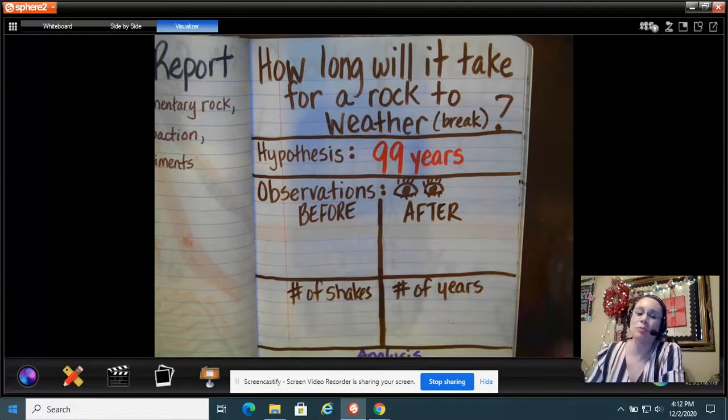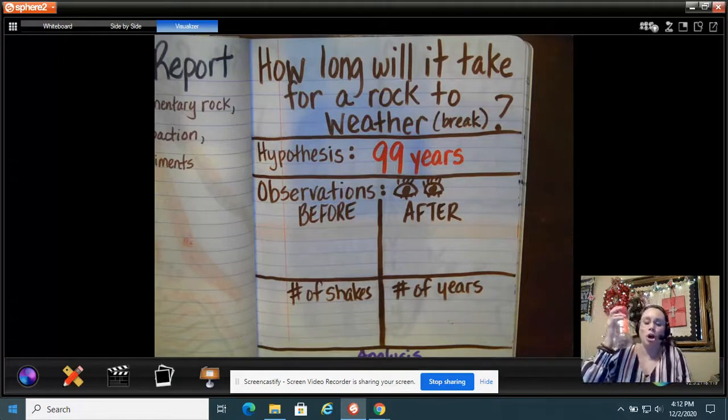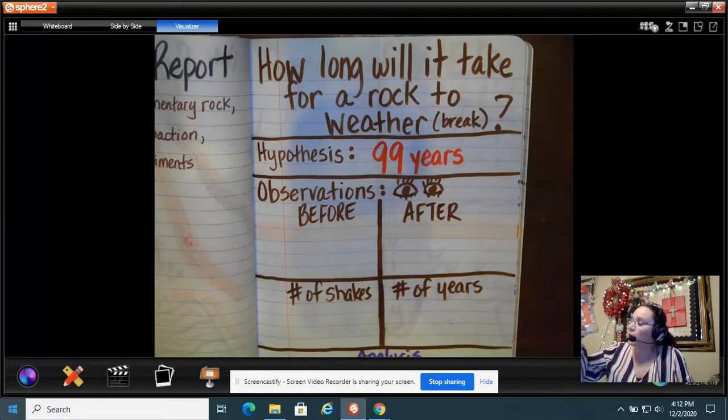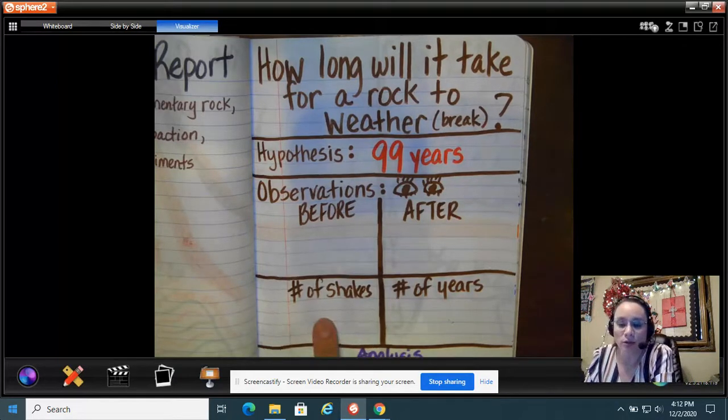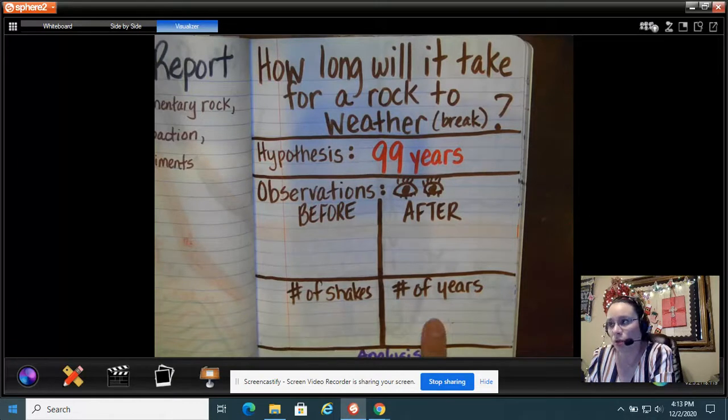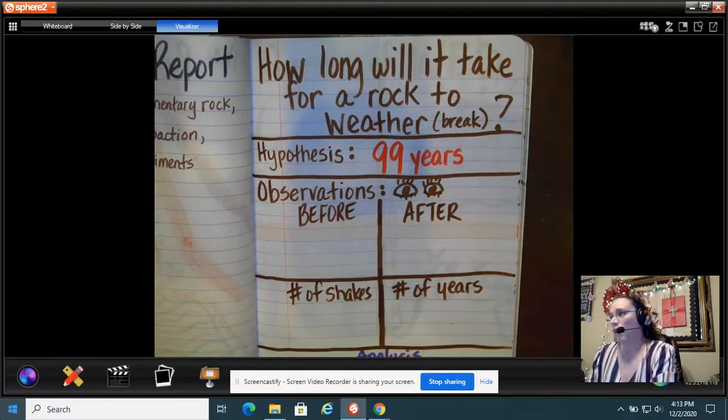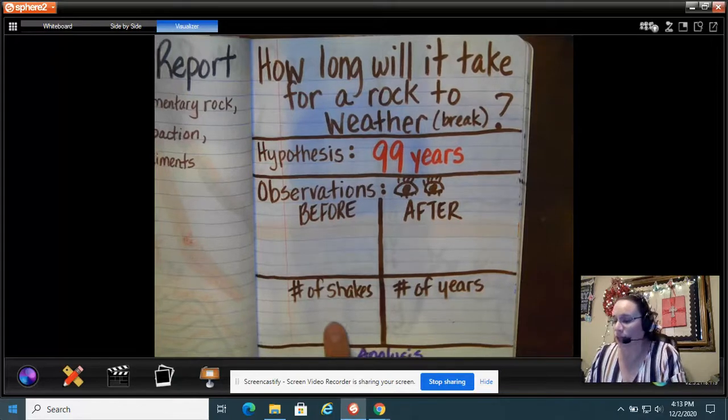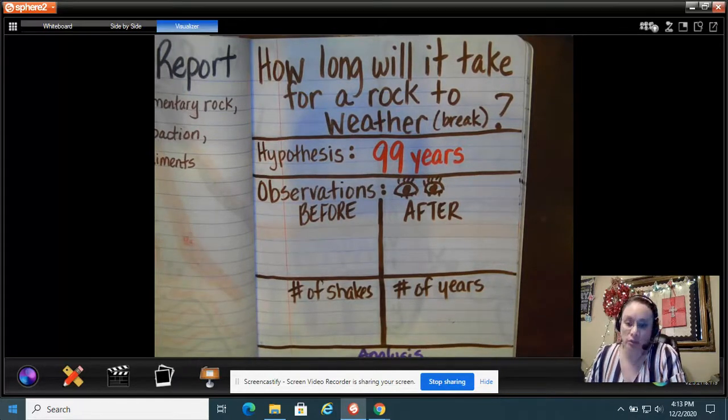So you're going to grab that jar with your cookie in it and you're going to shake 1, 2, 3. And you're going to observe, did my cookie break? So if it broke in 3 shakes, you're going to write the number 3 here. And I will tell you on Thursday what 1 shake equals. Is it 100 years? Is it 10 years? Is it 5 months? So keep track of the shakes and then I'll tell you what they're equivalent to.